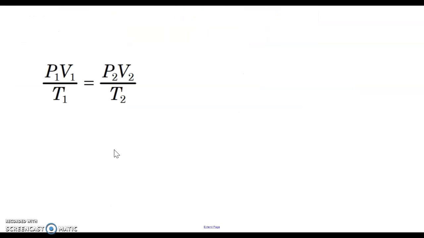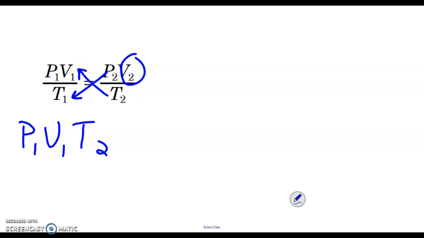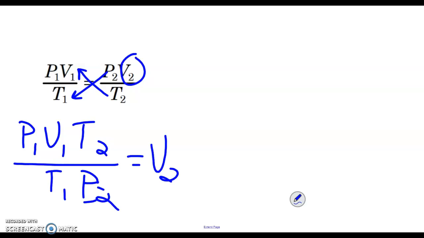Now that I filled in my IFE table, I'm ready for part 2 of this process to plan out where everything goes. We were told that we're looking for the new volume, so we need to isolate that, get it by itself. We'll move P2 across into the denominator and T2 across diagonally into the numerator, which leaves us with P1 V1 T2 over T1 P2. And V2, of course, is left all by itself on the other side of the equal sign. So I'm going to set up my railroad tracks and move into step 3, calculate.